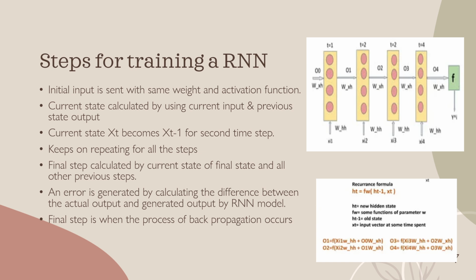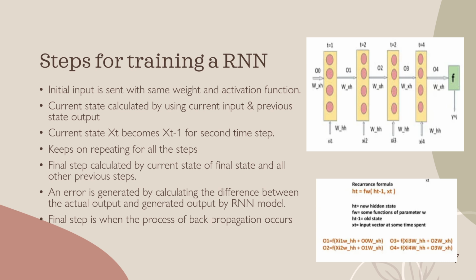So the first step goes like this: the initial input is sent with the same weight and the activation function. This concludes that the initial input is sent with the same weight. It must not be different, because it can give the chances of error.